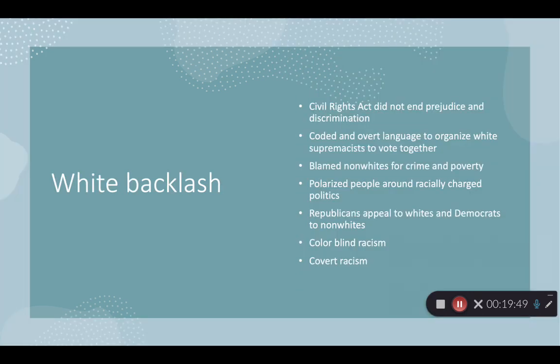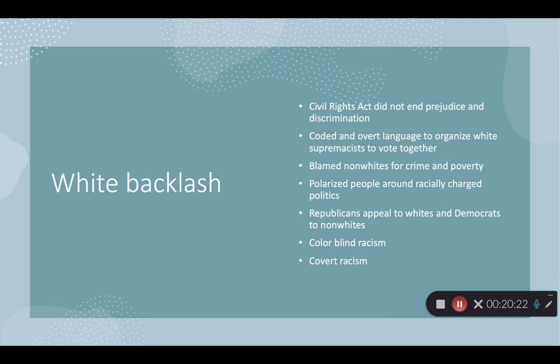White backlash. The Civil Rights Act did not end prejudice and discrimination. Again, you started to see coded and overt language to organize white supremacists to vote together, for example, with George Wallace in Alabama, like your book talks about. Non-whites were blamed for social problems like crime and poverty, and again, statistics say whites are more likely to be criminals and be in poverty, like twice as much as anybody else. People became polarized around racially charged politics. Republicans started to appeal to whites and Democrats to non-whites for voting.